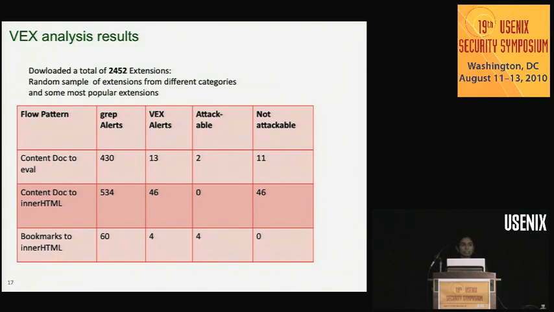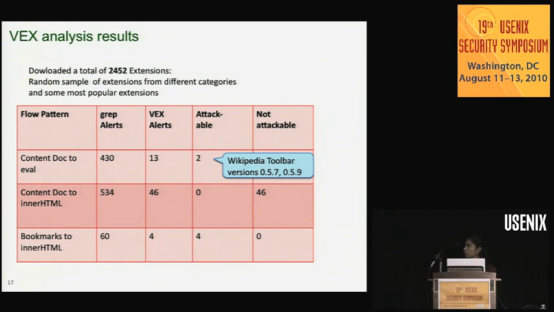VEX significantly decreases the number of extensions which are shown to be vulnerable. That is, it checks for the presence of these flows, and shows that only some extensions have these flows. Of the alerts generated by VEX, we found from manual analysis that six extensions were actually attackable.